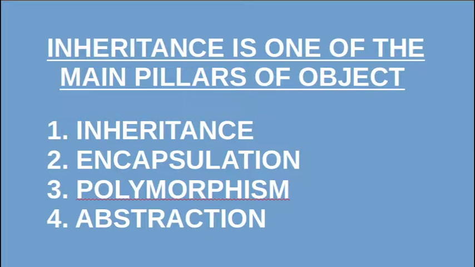I'm saying one of the main pillars because there are mainly four that we usually look at: inheritance, encapsulation, polymorphism and abstraction. By the way, the spelling of polymorphism is correct. I don't know why my editor says it's wrong, but it's correct. Today we'll be going over inheritance, and in future videos we might look at the other main pillars of object-oriented programming. So let's begin to see what inheritance is.